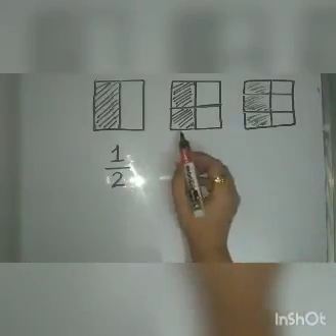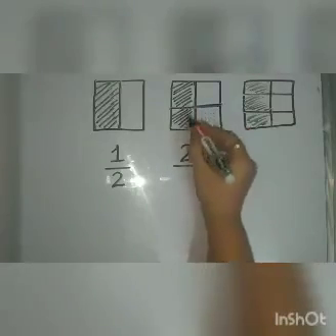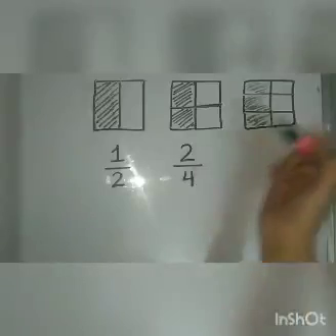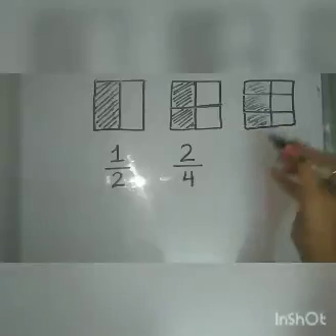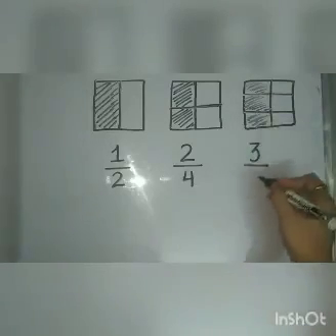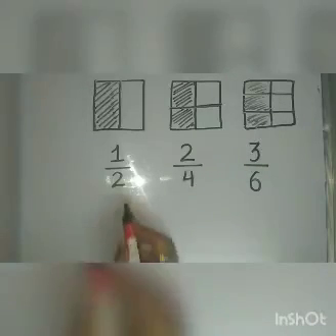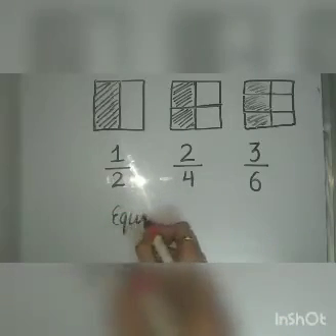In this figure, the shaded parts are 2 out of the total 4 equal parts. So the fraction will be 2 upon 4. Similarly, in this third figure, the shaded parts are 3 out of the total 6 equal parts. So the fraction is 3 upon 6. All these three fractions are equivalent fractions.